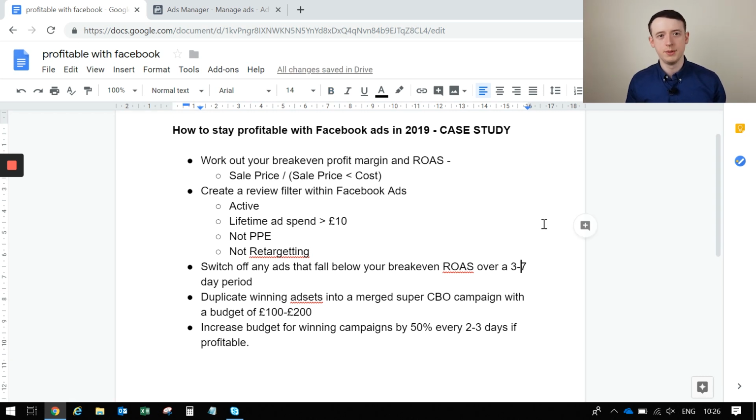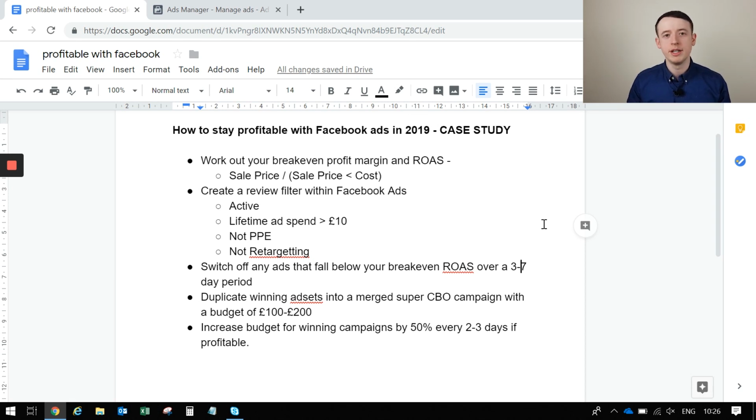So the next thing you need to do is switch off any of the ad sets that fall beneath your break-even ROAS. Now, I like to check this over a 7-day period, so I will change my dates to a 7-day period, and I will review any of those ad sets that have fallen beneath my break-even ROAS over those 7 days. If they have, I'll just switch them off. I'm not interested in anything that's making me a loss. Let's get rid of that and move on to the next ad.